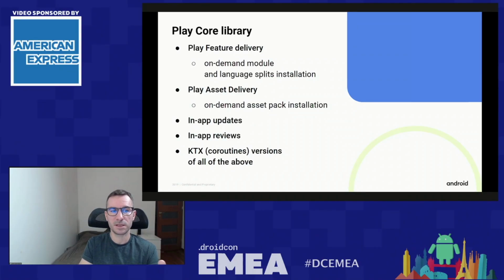And then there's a KTX version of the whole PlayCore library, which uses coroutines for all of these APIs that I mentioned. All of them are asynchronous, and so Kotlin and coroutines works really well in that case. So if you didn't know about this, if you're trying to integrate one of these in your app, please check out the KTX artifact, KTX version.